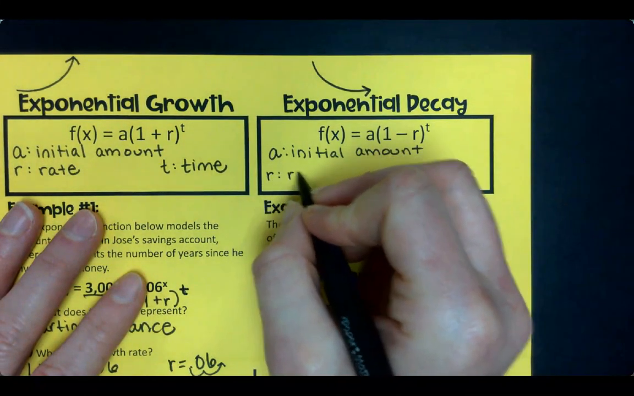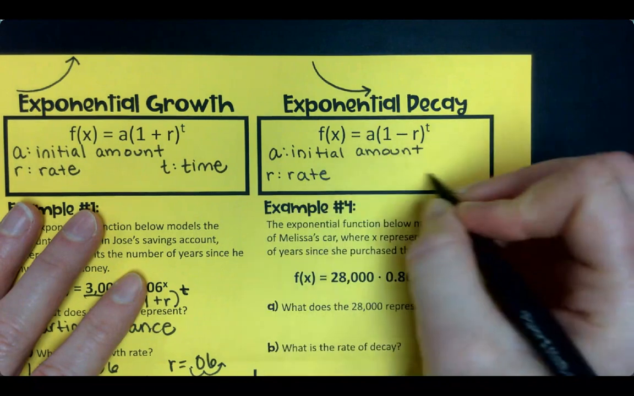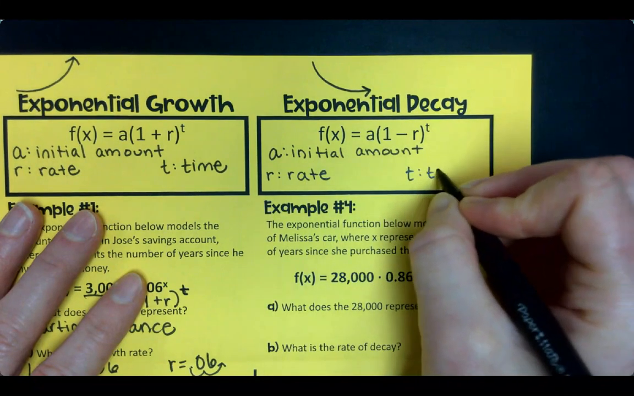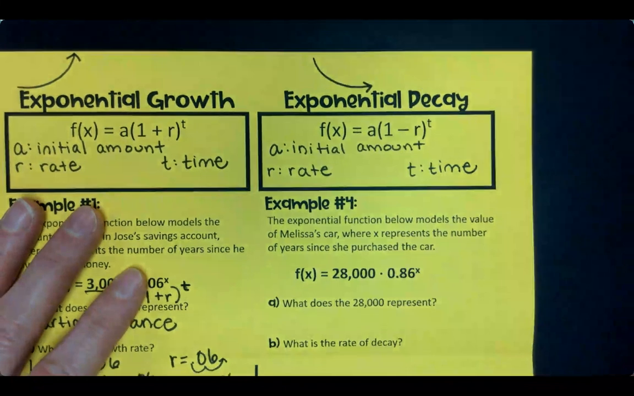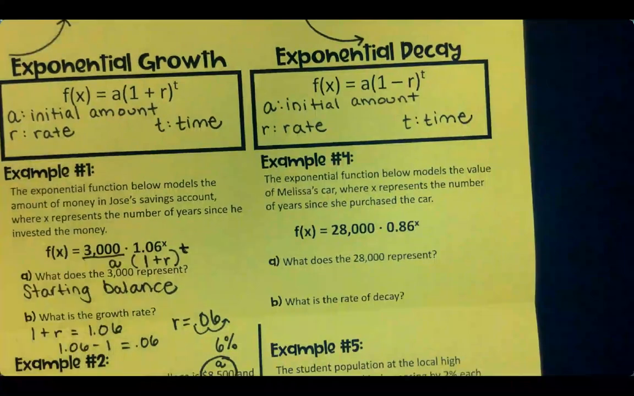R is your rate, and T is time. So this time, in order to find the rate, you're going to have to subtract from 1. Instead of adding 1, you're going to subtract 1 from 1.